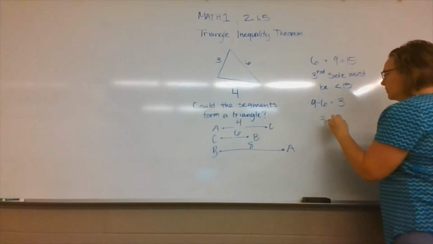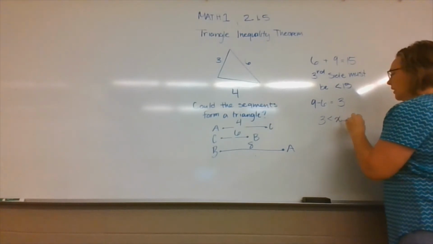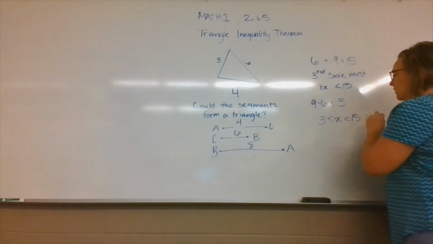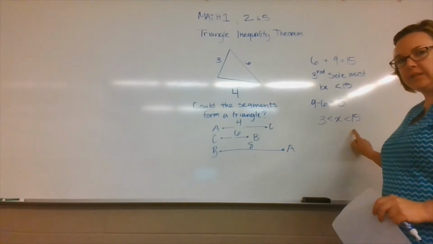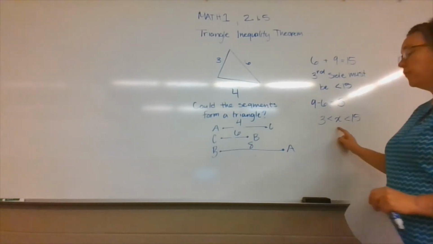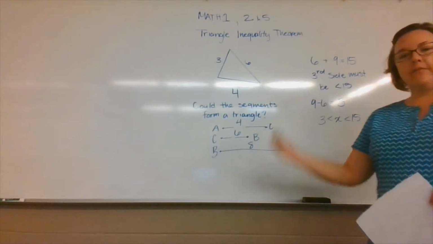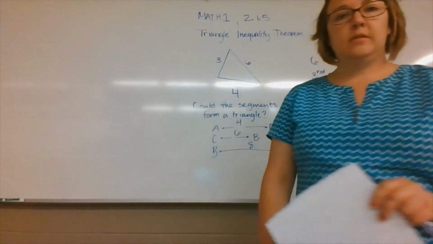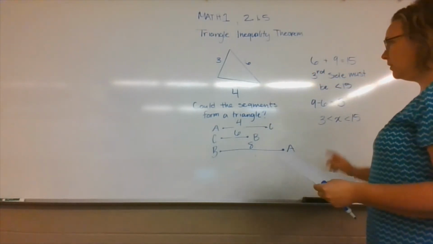I'm going to call the third side x. So our third side has to be any number between 3 and 15. For example, 4, 5, 6, 7, 8, 11, 12, 13, any of those will work. Okay, so let's try another one of these.